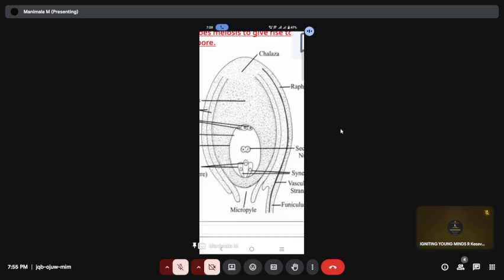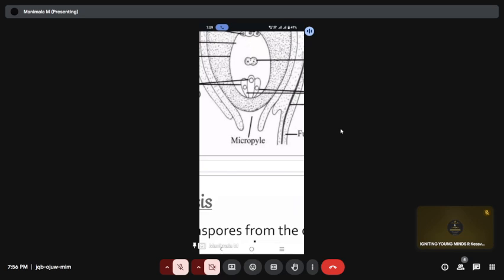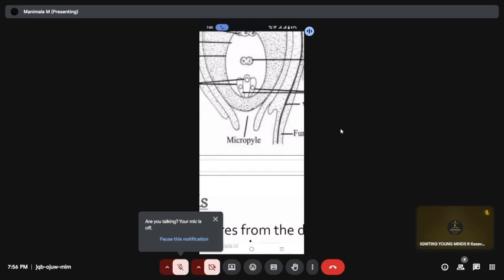So that is the nucellus only. This is the main part of the megasporangium. And there is a micropylar region. So this is the micropylar region. There is a small opening at the apex of the integument. At the tip of the integument, there is a small opening. This is called micropyle.